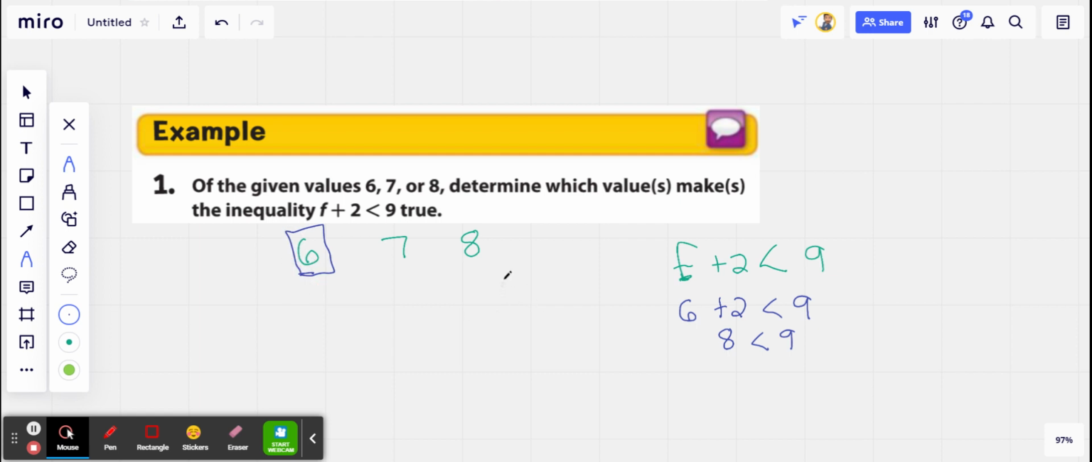All right, let's try 7. 7 plus 2 less than 9. No, that is not true because 7 plus 2 equals 9, and 9 is not less than 9. So 7 doesn't work. And let's check 8. 8 plus 2 is 10, so it is not less than 9. So 8 does not work either. The only value that makes this inequality true is 6. 6 would be our answer.